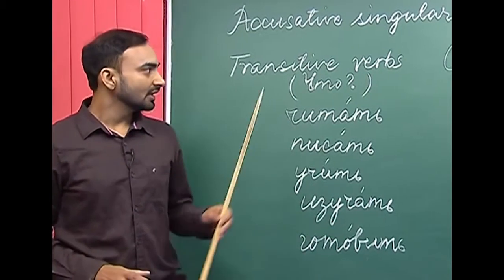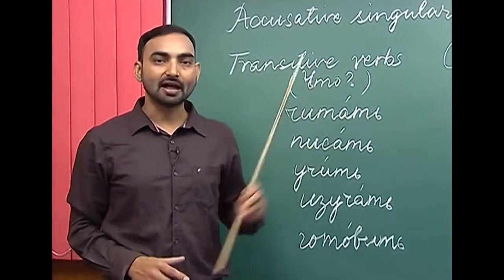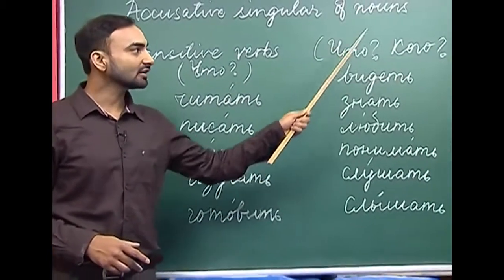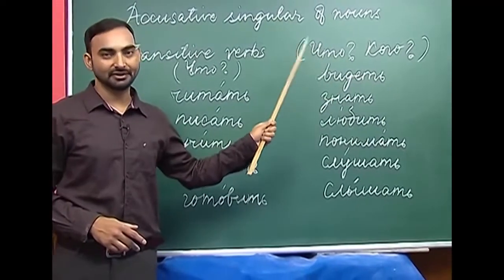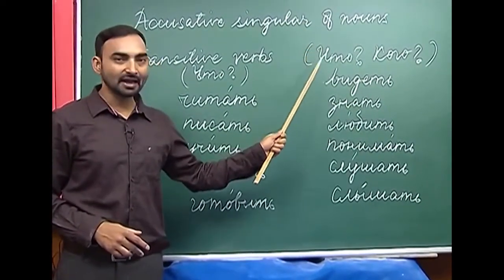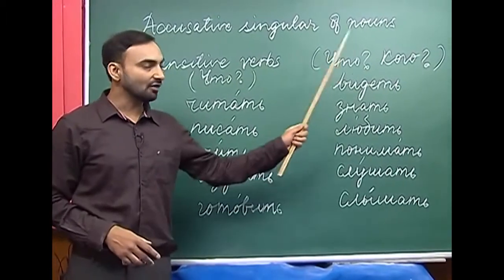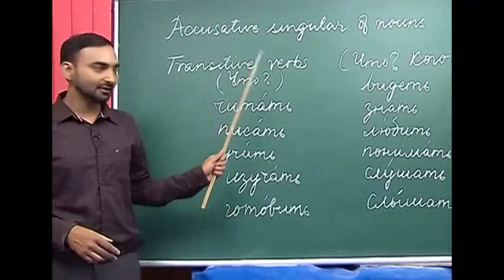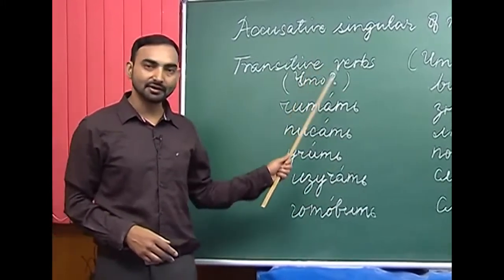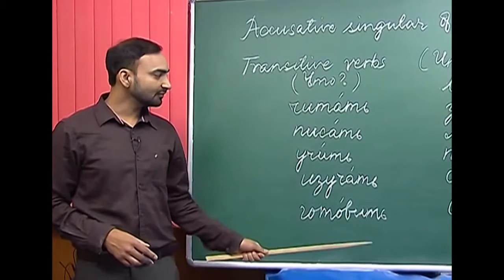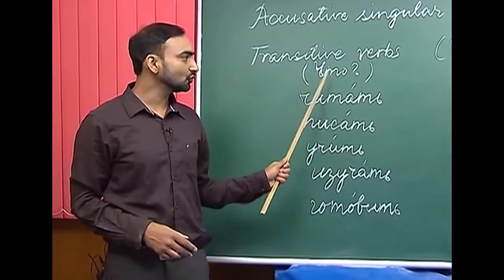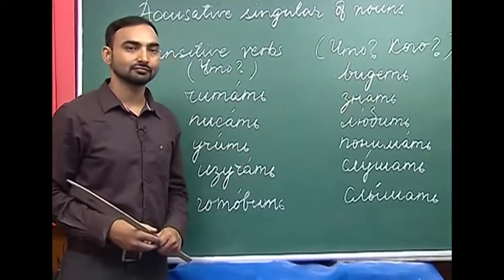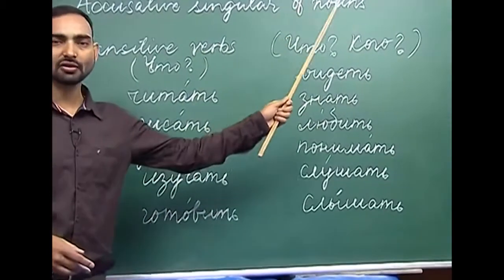And these direct objects answer the questions что and кого. Что denotes inanimate nouns and кого animate nouns. I have written some transitive verbs here. Some of them answer the question что, and some of them answer the question что as well as кого. What or whom?